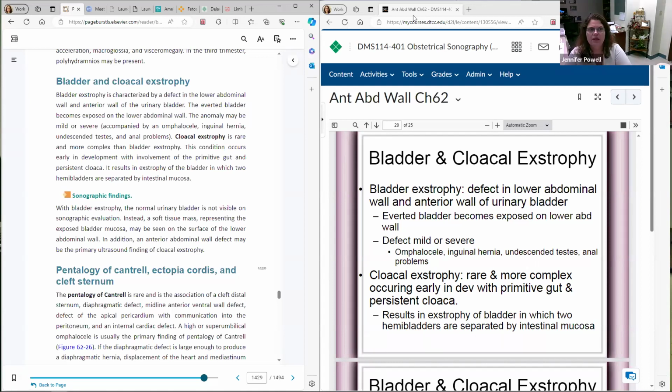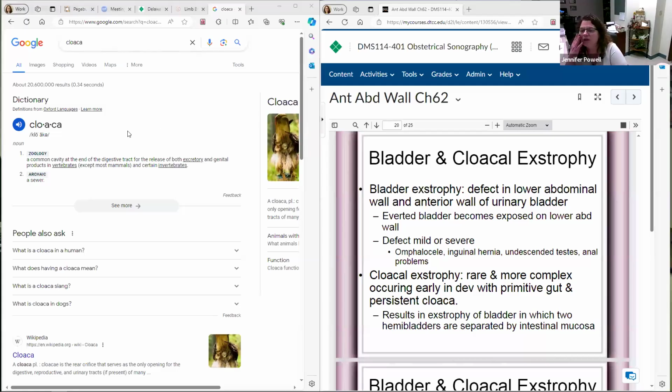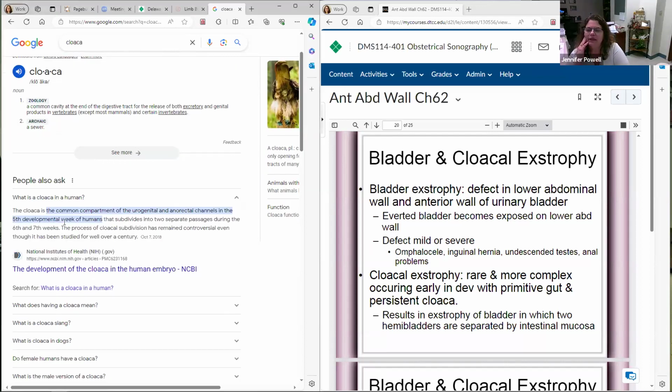I want to share something I found about that with you. So first, let's just define the word cloaca. I guess I've been saying it wrong. It's cloaca. It's a common cavity at the end of the digestive tract for the release of both excretory and genital products in vertebrates, except most mammals and certain invertebrates. In a human, I believe that it kind of disappears. It looks like that little tail that we have.